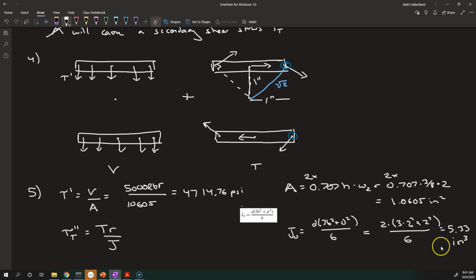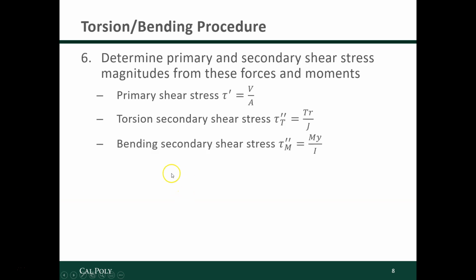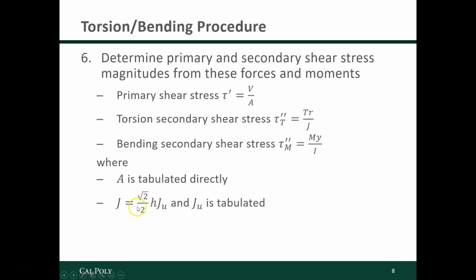I mentioned it's normalized by the throat thickness. We need to turn our JU into a J before we put it in this equation. This equation says J, not JU. J is per unit throat thickness. We don't need this right now, but this is helpful: the tau double prime from the moment is My over I, as you might expect, but A is tabulated directly, so we looked it up in the table. J is root 2 over 2, 0.707 times H times JU.